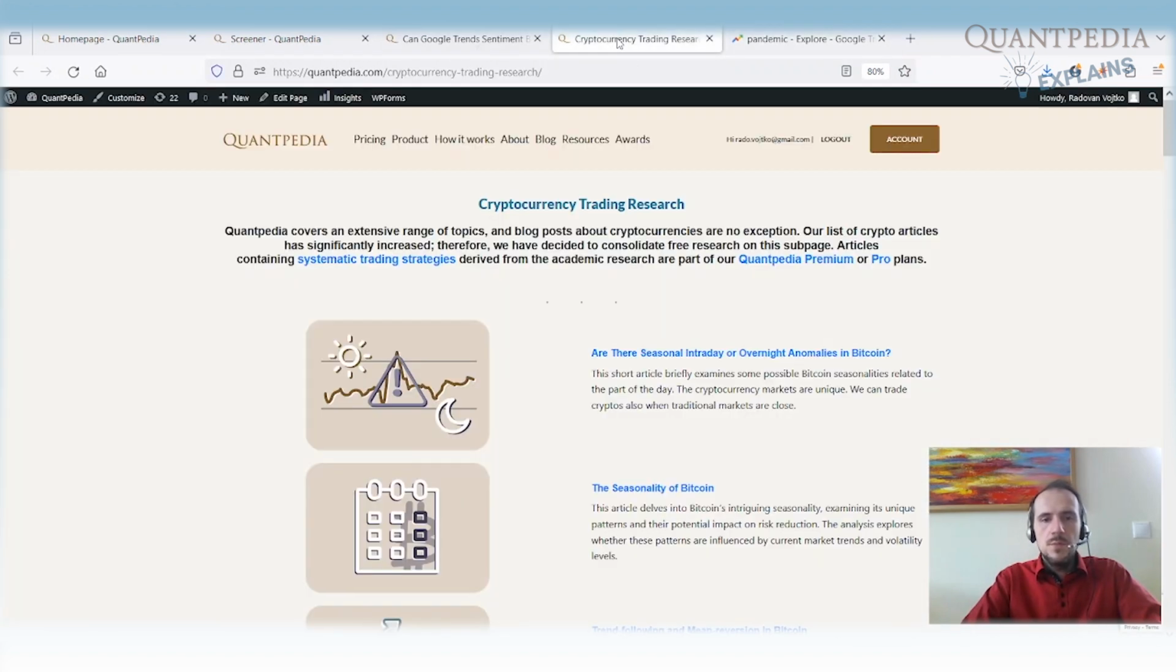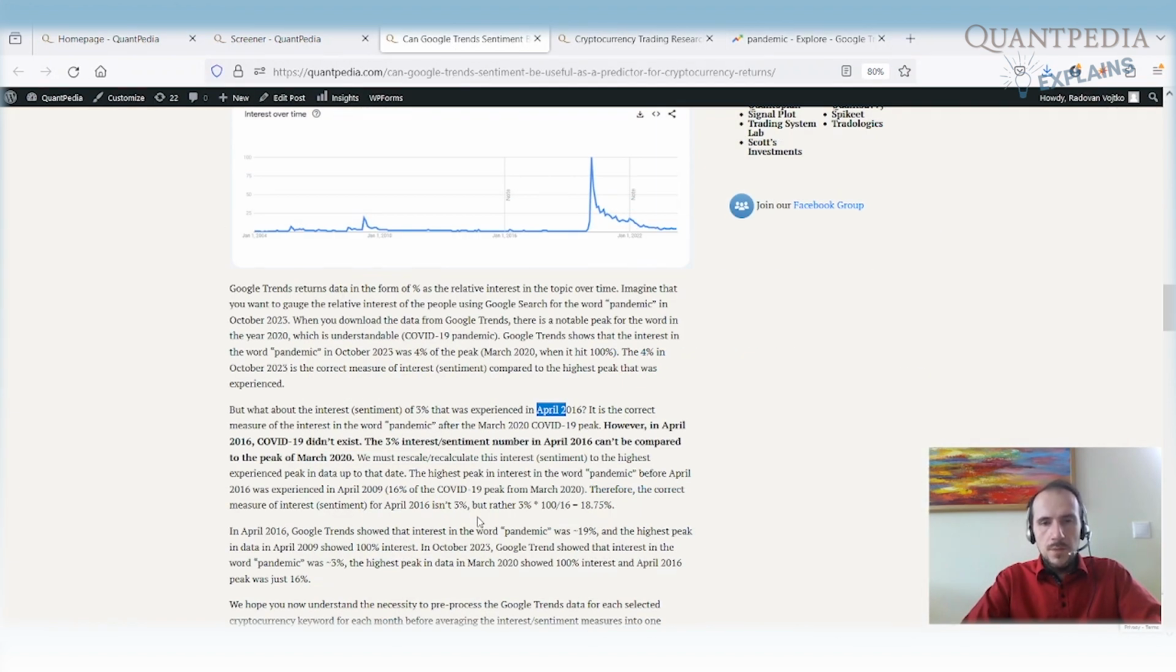But this 3% interest in the word pandemic was measured after the March 2020 COVID peak. However, in April 2016, COVID-19 didn't exist. So the 3% interest sentiment number in April 2016 cannot be compared to the peak of March 2020. We must compare it to the data that existed until that time. So we must recalculate this interest sentiment relative to the highest experienced peak in the data up to April 2016.